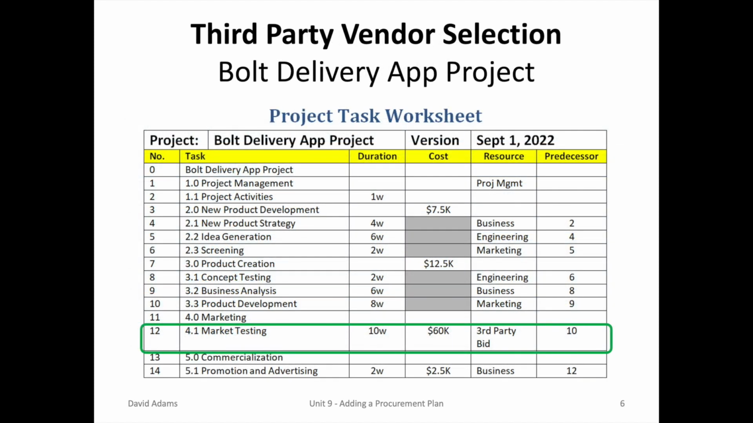In reviewing our project task worksheet from the Bolt Delivery App project, line 12 tells us market testing will be done by a third-party bid with a cost budget of $60,000 and a 10-week duration.